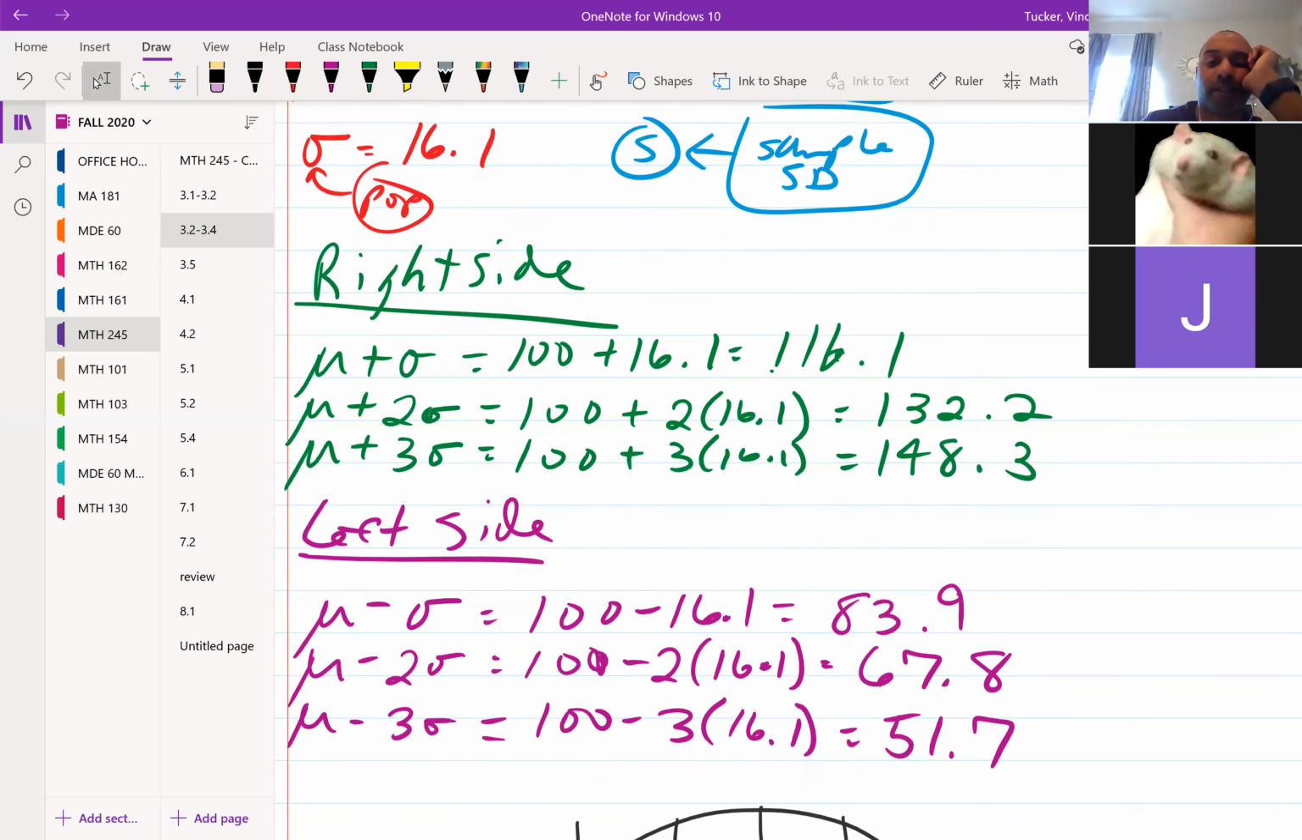And then to find the left side, you would do the same thing, but with subtraction. So notice we have our mean. We subtract the 16.1, that gave us 83.9. Subtract 16.1 again, that gives us 67.8. Then subtract it one more time, and that gives us 51.7.